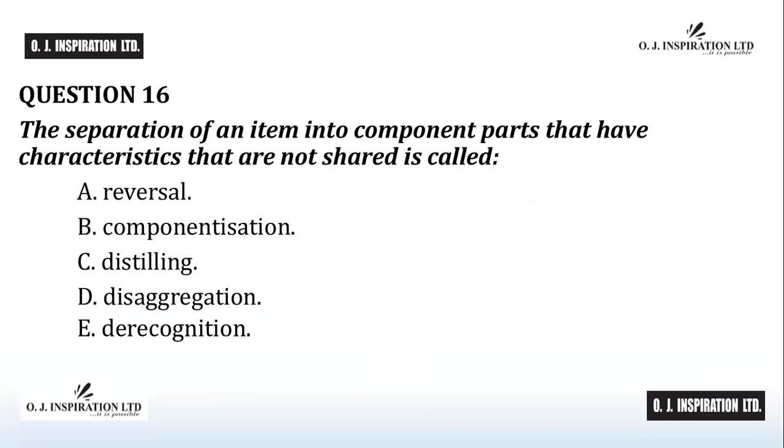Question number 16. The separation of an item into component parts that have characteristics that are not shared is called A, reversal, B, componentization, C, distilling, D, disaggregation, E, derecognition. Some counts.